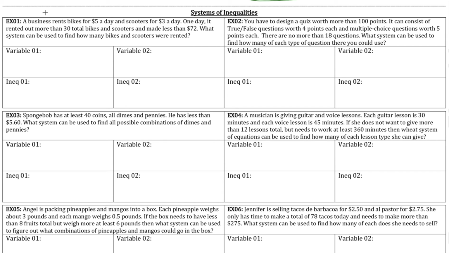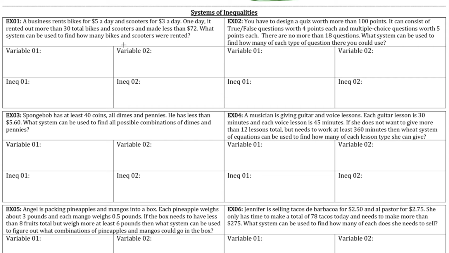Example number 1 reads, a business rents bikes for $5 a day and scooters for $3 a day. One day it rented out more than 30 total bikes and scooters and made less than $72. What system of inequalities can be used to find how many bikes and scooters were rented?